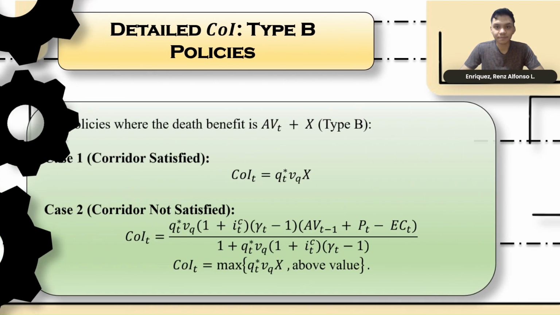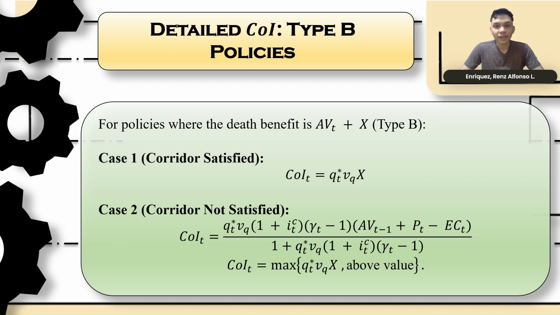For the next slide, for a policy where the death benefit is your account value plus a fixed extra amount, called Type B, the process is similar. If your account is healthy, the COI might simply be based on that extra fixed amount. But if your account is lower, then they add a little extra in a similar way to Type A. Again, the insurer chooses the higher value to ensure they are covered. It's all about balancing the risk with the extra benefit that you're promised.